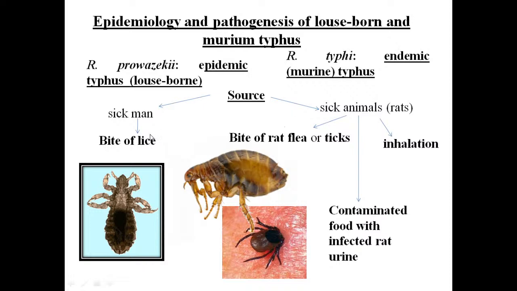Epidemic typhus or louse-borne typhus is transmitted by biting of human lice. That's why this disease mostly spreads in those countries where there is poor hygiene, where people are infected with lice. It was spread during the First and the Second World War.